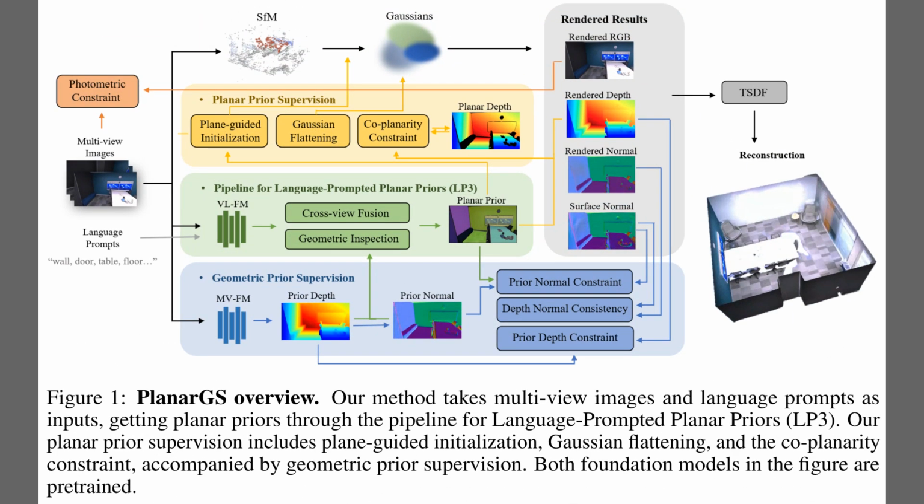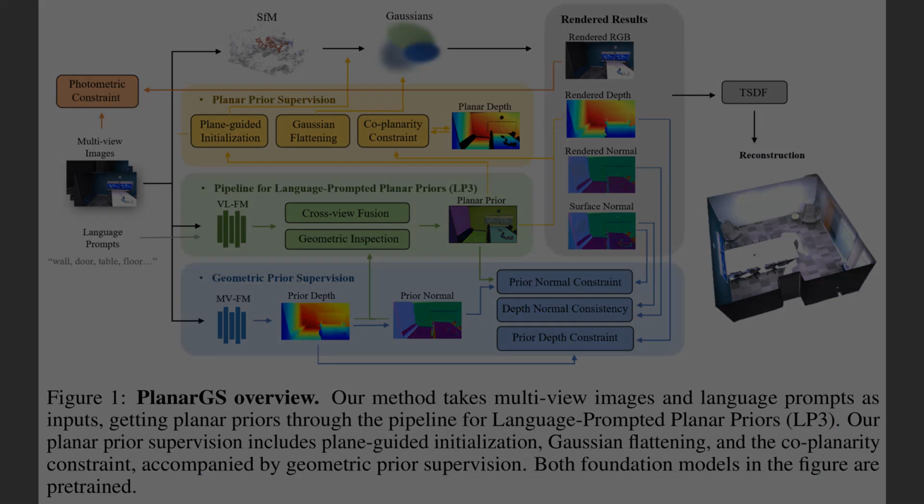Figure 1 presents the PlanarGS overview, which starts from multi-view images and language prompts and flows through the system to a room reconstruction. The green LP3 block produces planar priors from vision language segmentation, which then feed the yellow planar prior supervision with plane-guided initialization, Gaussian flattening, and a coplanarity constraint. The blue geometric prior supervision adds depth and normal cues. The gray column shows rendered color, depth, and normals that drive TSDF fusion to the final mesh.